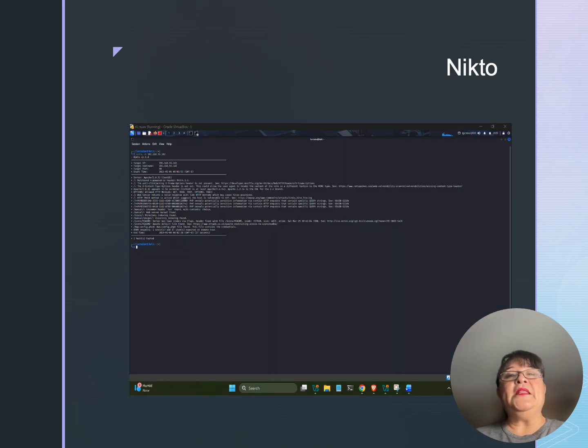Nikto complemented these findings by confirming directory browsing, server banner disclosure, and additional misconfigurations. Nikto was also used for rapid reconnaissance and server misconfiguration discovery. Using multiple tools allowed me to correlate findings and reduce false positives while gaining deeper insight into both system level and application level weaknesses.